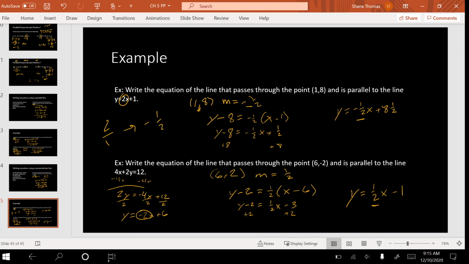The slope of the other one is 2. They are negative reciprocals of each other. Questions, guys? This and this are combined. Any questions? y equals 1/2 x minus 1. Yep.